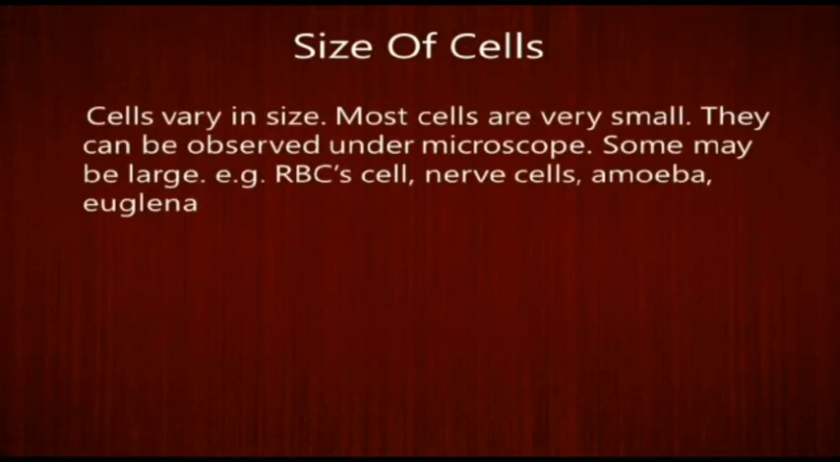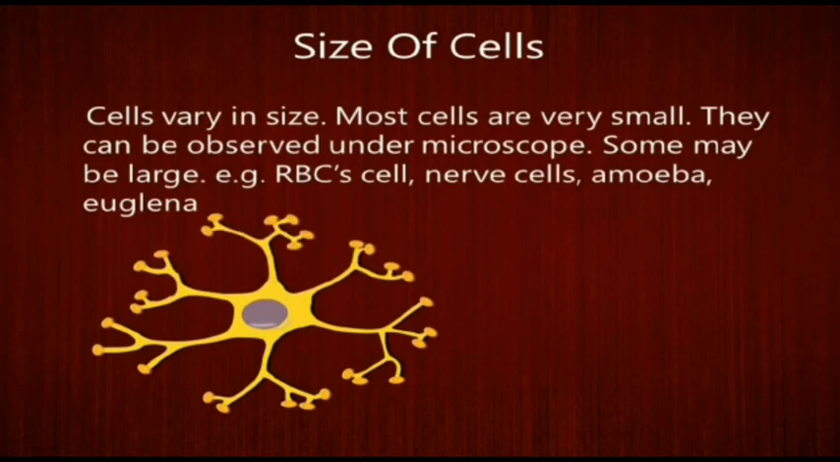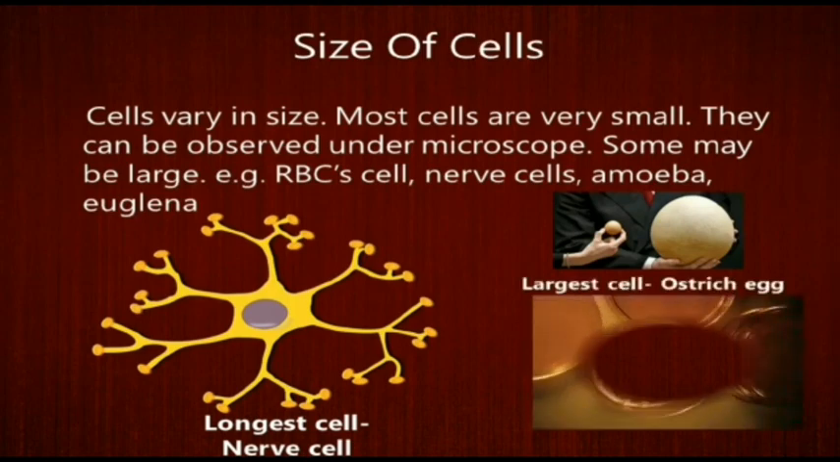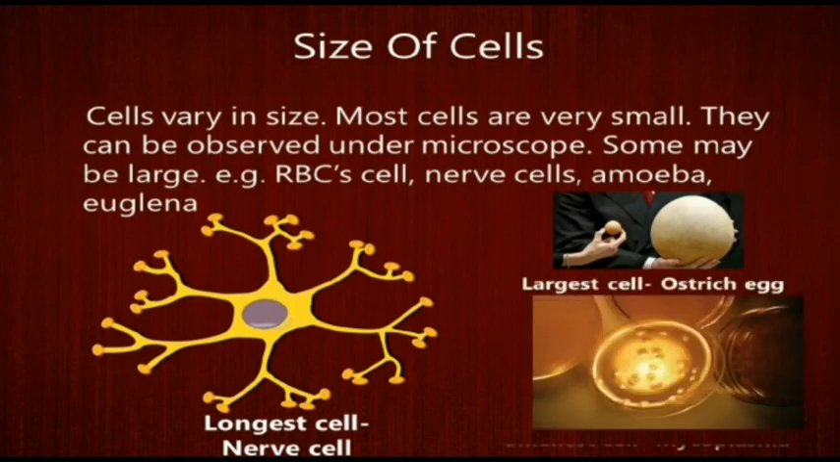Next topic is the size of the cells. Cells vary in size. Most cells that we see are very small. They can be observed under the microscope. Some may be large, for example, the RBC, nerve cell, amoeba, etc. As you can see from the diagram, the longest cell is the nerve cell, the largest cell is the ostrich egg, and the smallest cell is the mycoplasma.